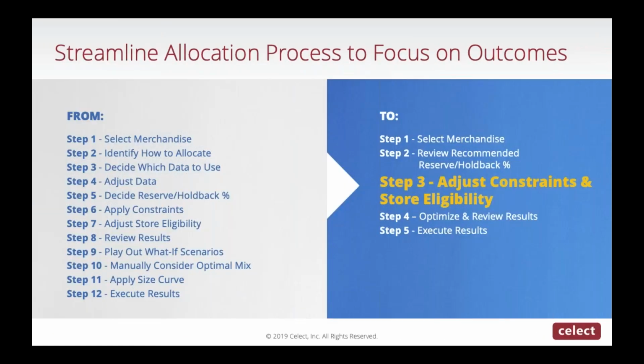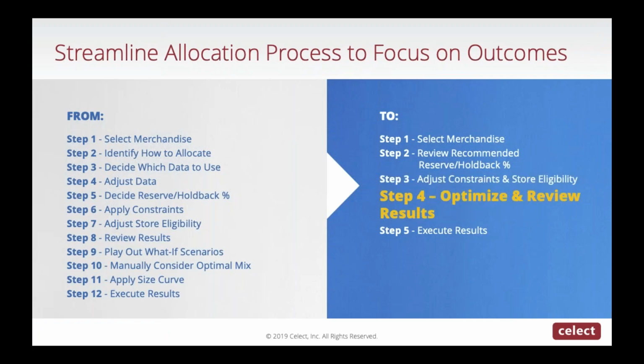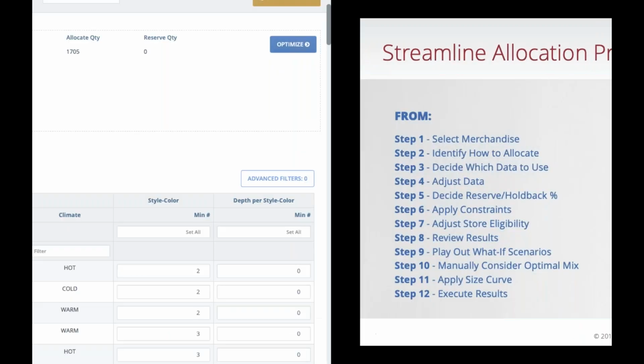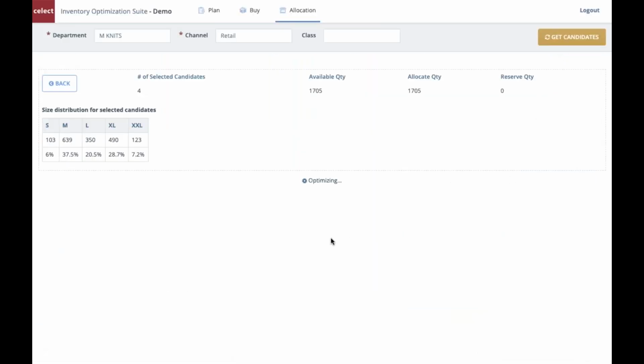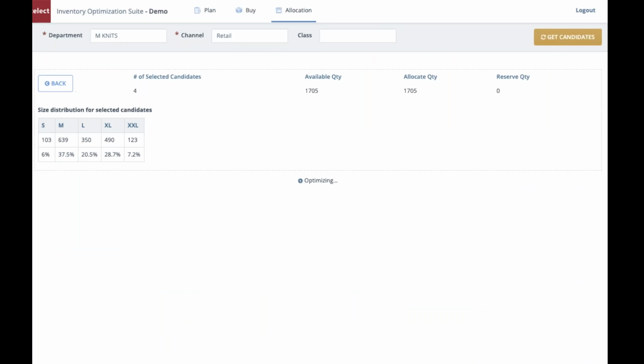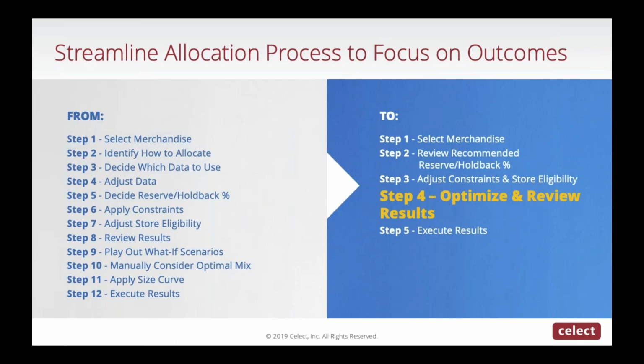Okay, so we've talked about constraints and eligibility. The next step is really the point where we start to tell the engine what to do here. So we're going to click Optimize. And what's going on here is that while we're doing the work for you, which again, as you saw in the previous one, often takes less than a minute, let's talk about what's going on here.